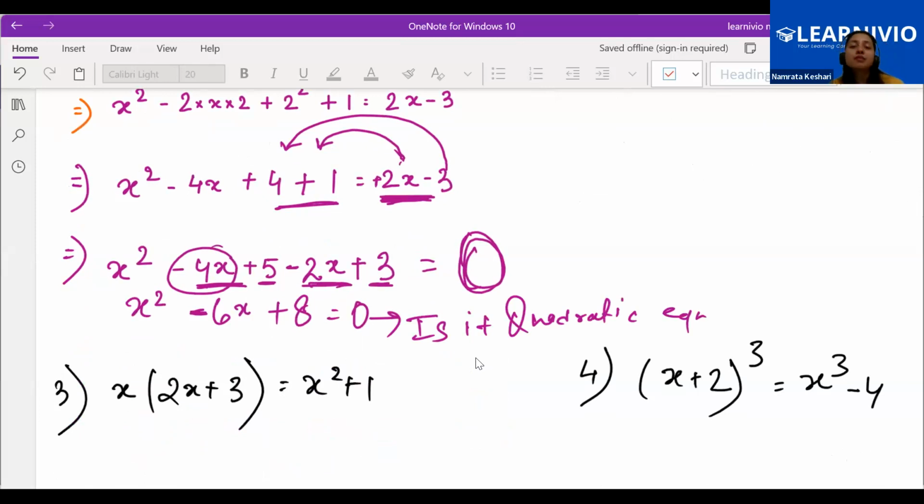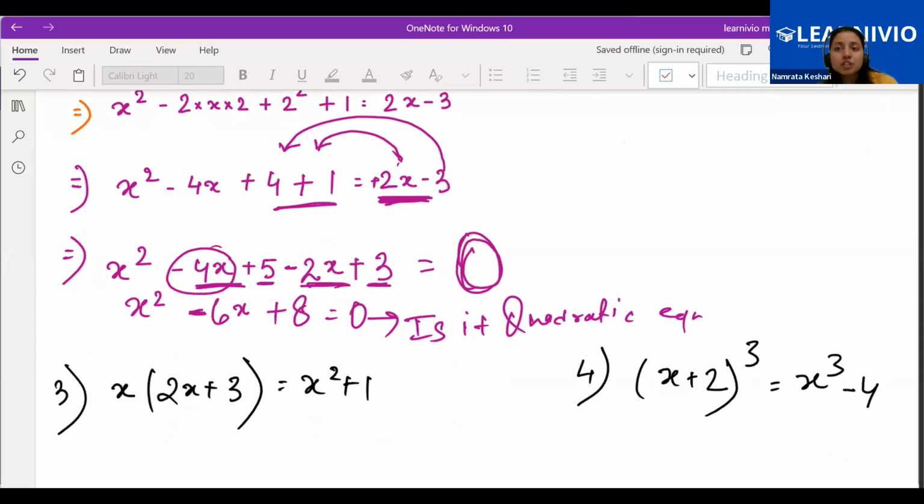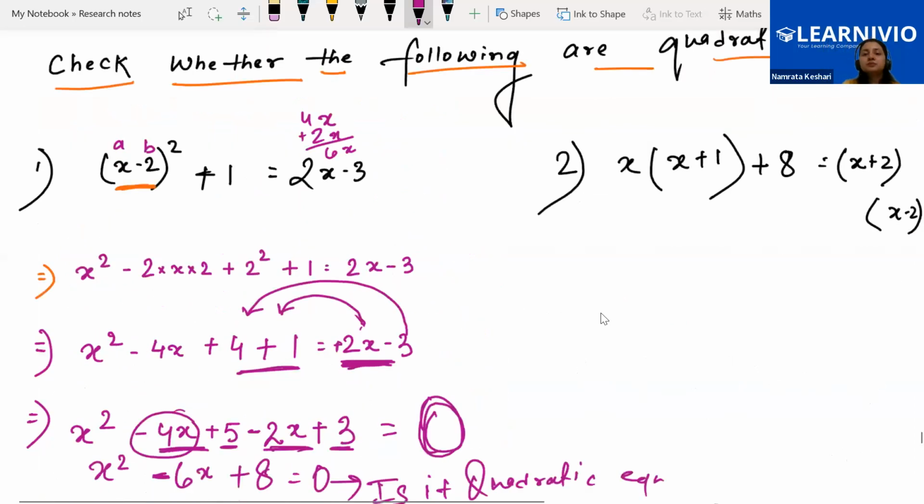This is how we have to solve it. And we have to check whether it is a quadratic equation or not. Can you do the next one, number 2? Please do it, Alvina and Abdul, and let me know what is the final equation.